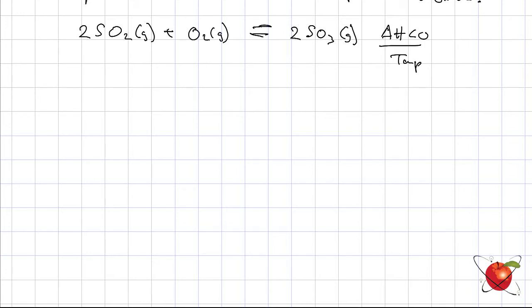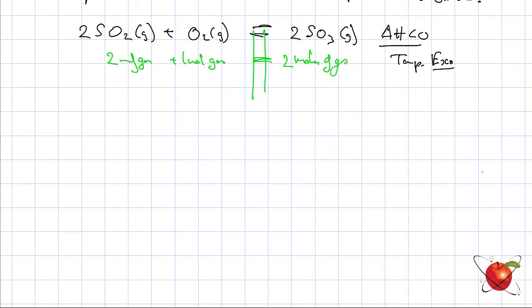Here's temp. Remember, that's what's going to tell us endo or exo. Immediately we can see this is exothermic, isn't it? The next step is pressure. I say this is 2 moles of gas plus 1 mole of gas. Over here, 2 moles of gas. Remember, if it's solid or liquid, you don't include it here. Therefore, this is 3 as to 2. This is high, that is low. Remember, that's what we do all the time, right?